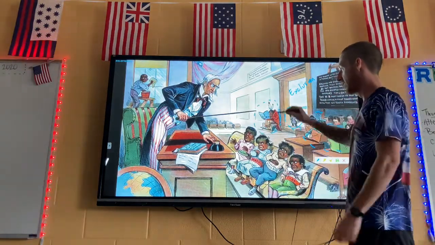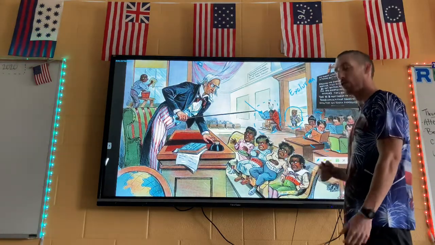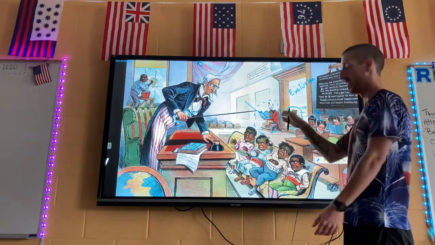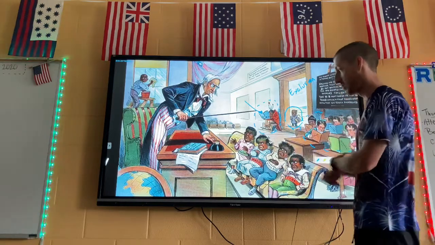Look at this. He's a Native American, and he's reading the book upside down. This is another racist feature of this cartoon, saying Native Americans are more savage. That's what the cartoon is saying.